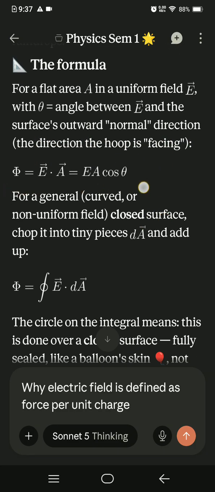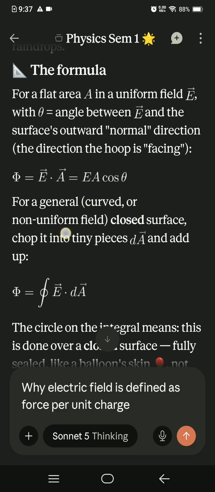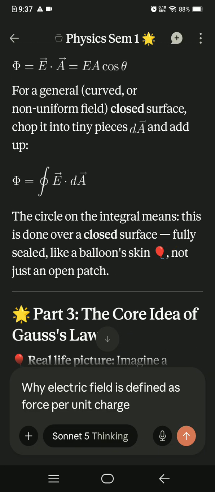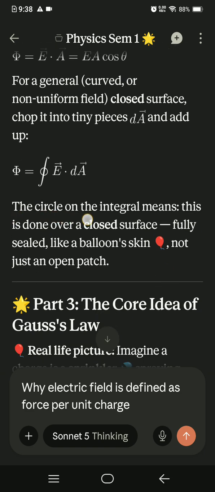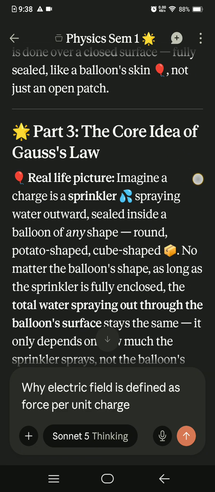Okay, so here is the formula for a general curved surface or non-uniform field, closed surface. Chop it into tiny pieces dA and add up. For general curved or non-uniform cases, we take the integral, so A becomes dA. It's still a dot product, and this is the integral for a closed surface. The circle on the integral means this is done over a closed surface, fully sealed like a balloon skin, not just an open patch.